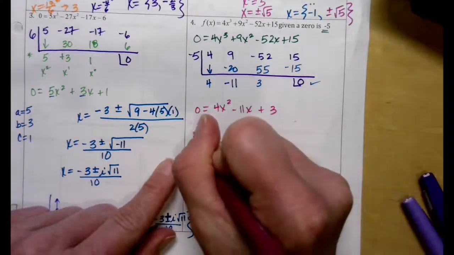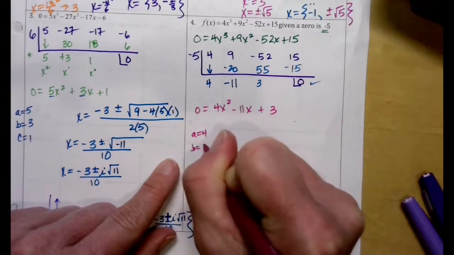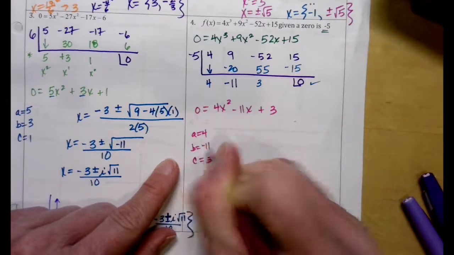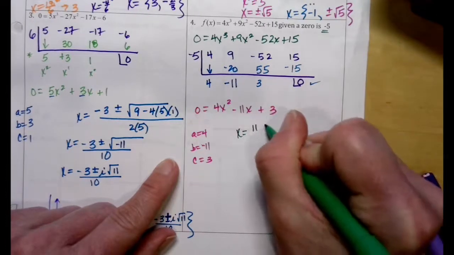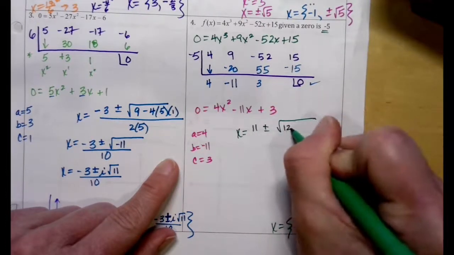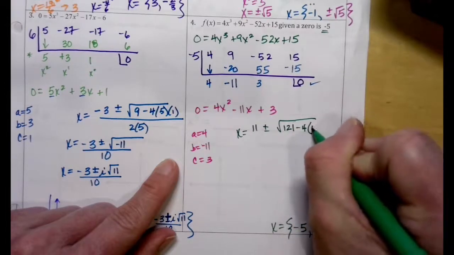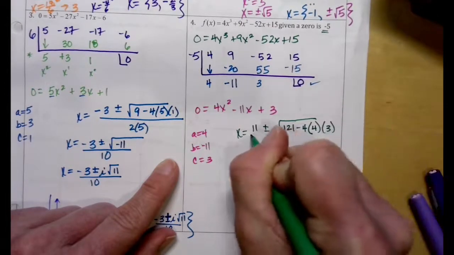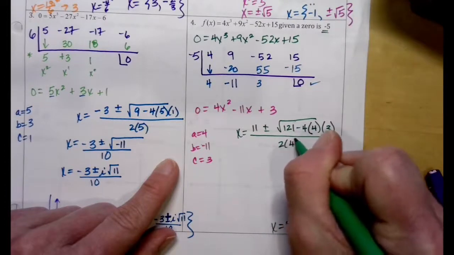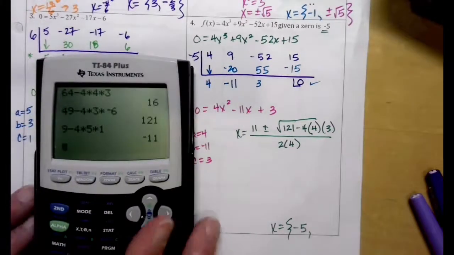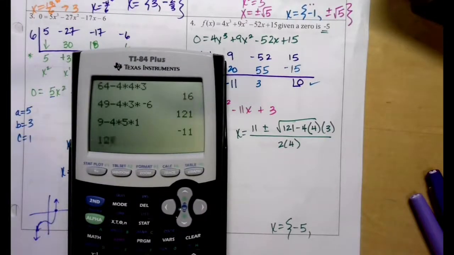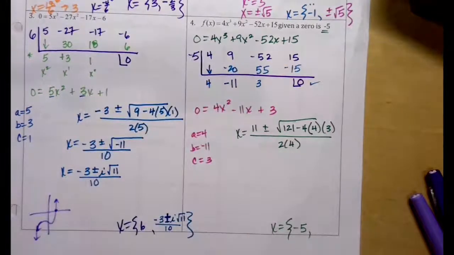So A is equal to 4, B is negative 11, and C is equal to 3. Quadratic formula, x is equal to the opposite of b plus or minus the square root of b squared minus 4 times a times c all over 2a. I'll be surprised if this works out pretty, but let's go ahead and try it. Let's figure out our discriminant. 121 minus 4 times 3, 73. Yeah, that's not a pretty one at all.